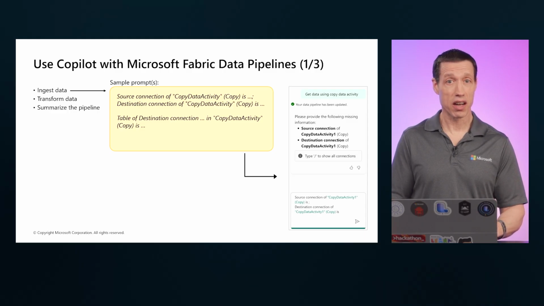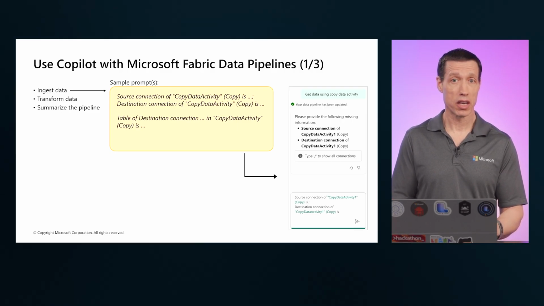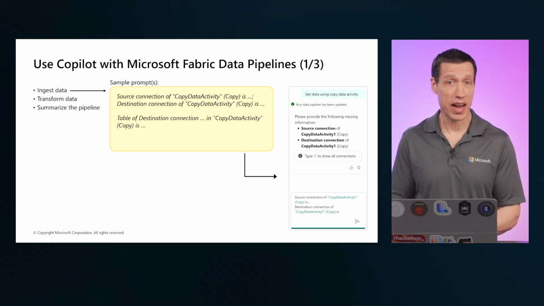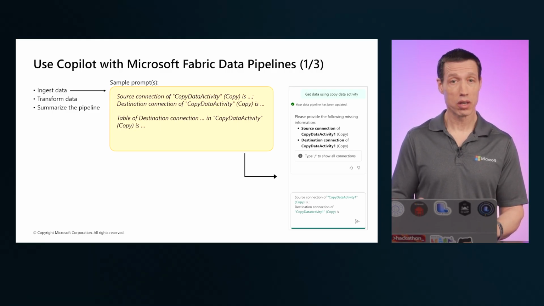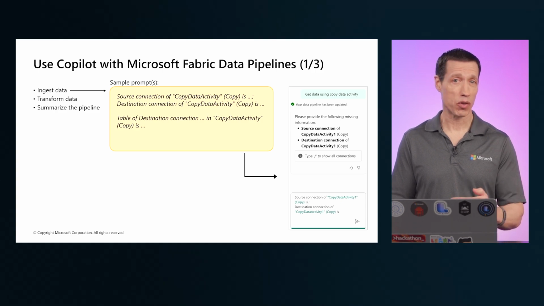Connections define where data comes from and how it's accessed. You manage them centrally and reuse them across pipelines, ensuring governance and consistency. Copilot depends on these connections to propose copy activities, but you're responsible for choosing authentication types, validating access, and confirming that connection details align with organizational standards.